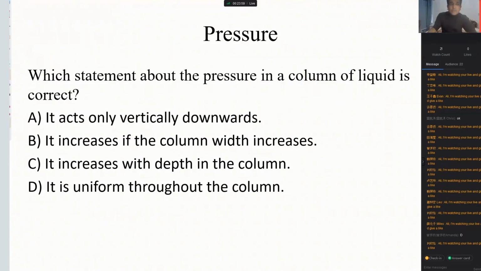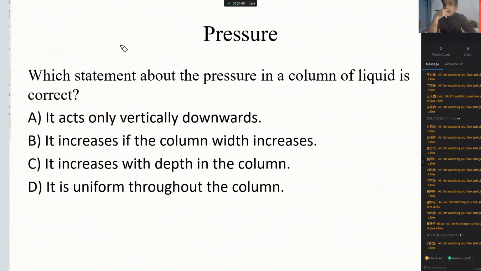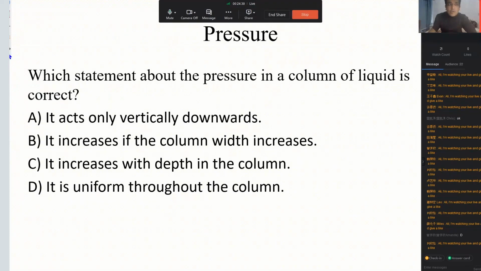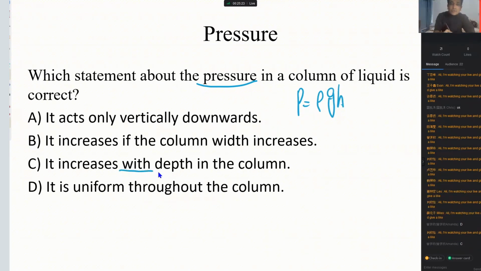Okay, please try to answer this one first of all by yourself and type your answer. Please type your answer when you finish. This is not very difficult. I don't know why you're taking so long. P is equal to rho g h. Answer is C. Excellent. So it has to be C.